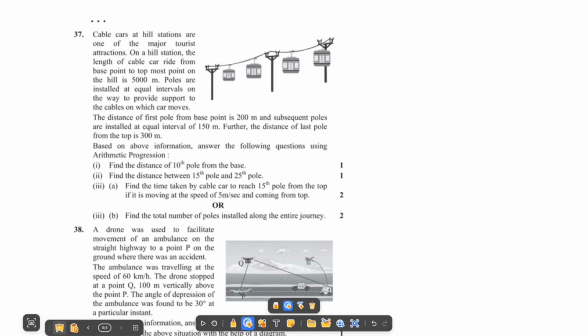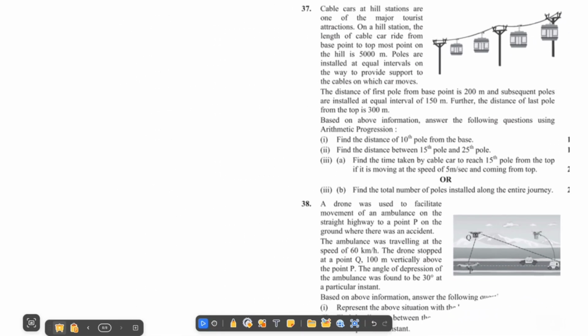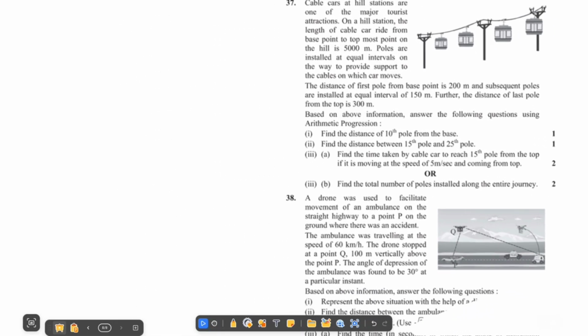So based on the above information, answer the following questions using the arithmetic progressions. The first question is: find the distance of 10th pole from the base. First of all, let's write the arithmetic progression formed in this situation.